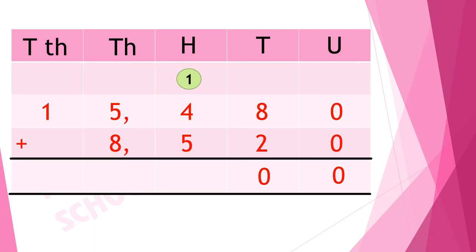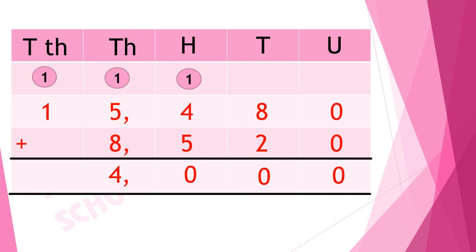Now we will add 1, 4 and 5. If we add 1 and 4, we get 5. In 5 we will add 5 and we get 10. We write 0 here and we will carry forward 1 to thousands. Now we will add thousands: 1, 5 and 8. If we add 5 and 1 we get 6. In 6 if we add 8, what will we get? We get 14. We will write 4 here and we will carry forward 1 to 10,000s.